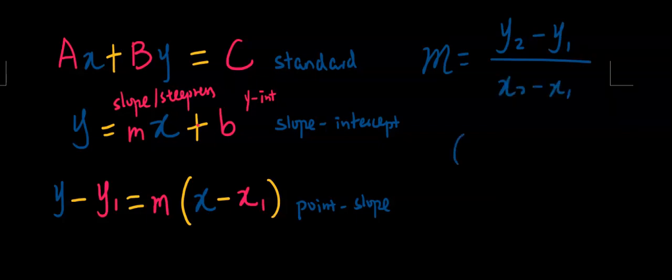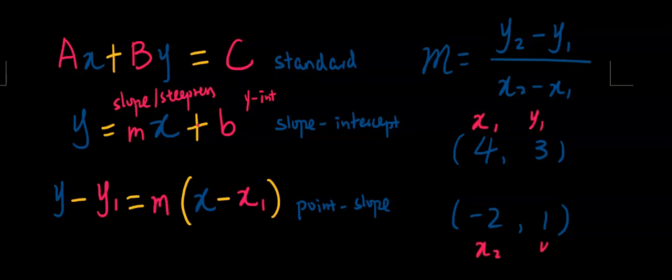Which means if we're given 2 points, let's just think about something, negative 2 and 1. Okay, you can pick any of these as your 1s, any of these as your 2s, it does not matter, but you have to be consistent. So I'm going to say this is my x sub 1, y sub 1, and x sub 2, and y sub 2. And then how do you calculate the slope? We're going to plug in using this example.